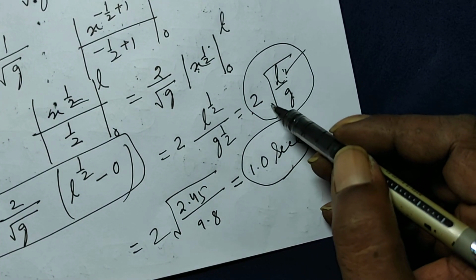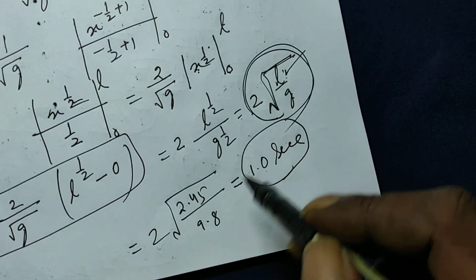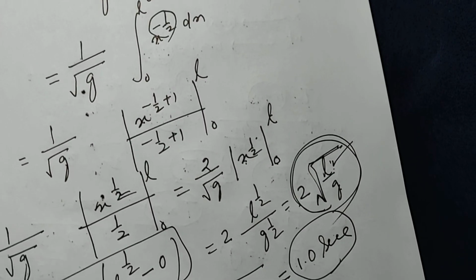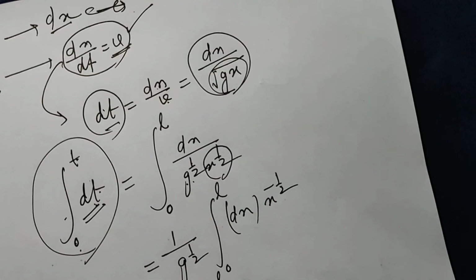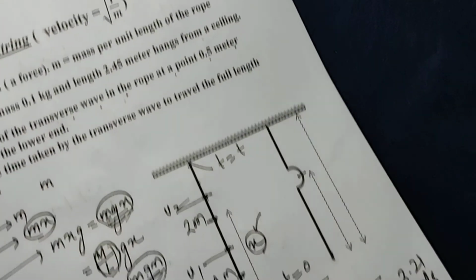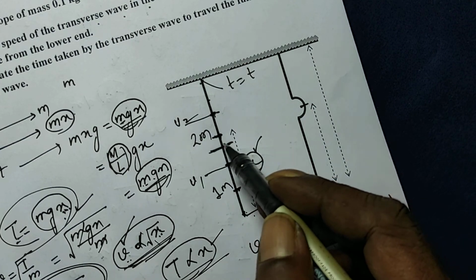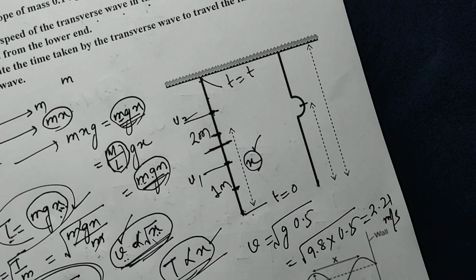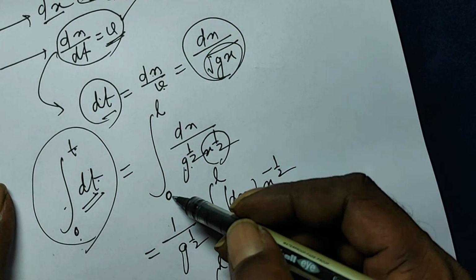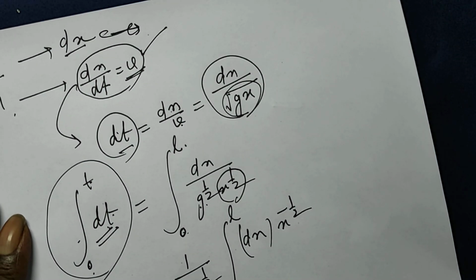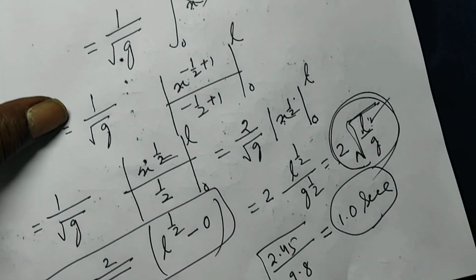2 times square root of L over g is the time required by the transverse wave to reach from the lower end to the upper end. And they might change the question: in what time does the disturbance from the lower end reach half the length of the rope? Then in the limit you have to vary the limit from 0 to L by 2. So I hope it is clear. Thank you very much.